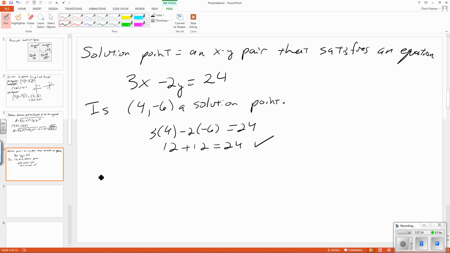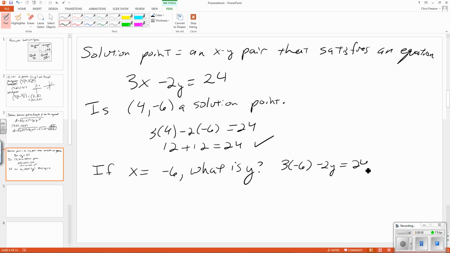Now, maybe a better thing to ask is, if x equals, let's say, -6, so x equals -6, what is y? So that's what a lot of times you'll be doing, is trying to figure out, if I have an x value, what's the y value that goes with it? And so you're going to go to your equation, you're going to plug in -6 in for x, and I'm going to solve this.